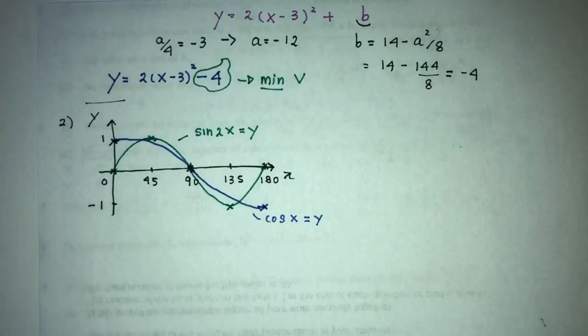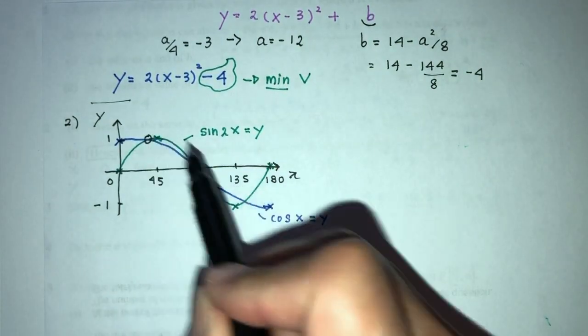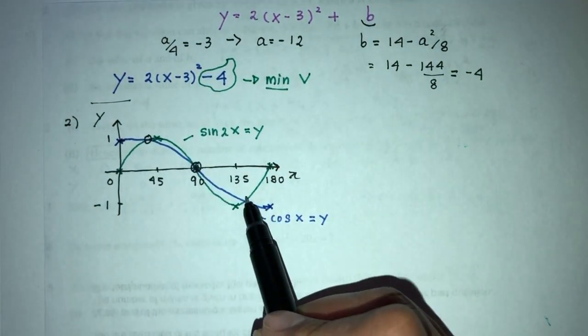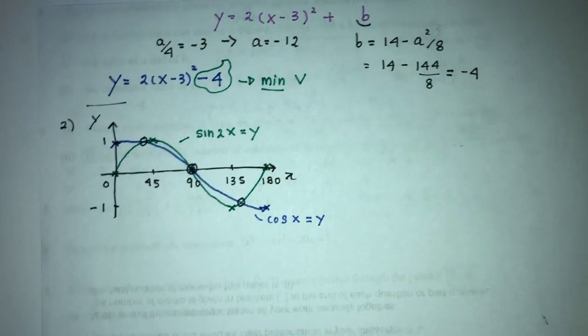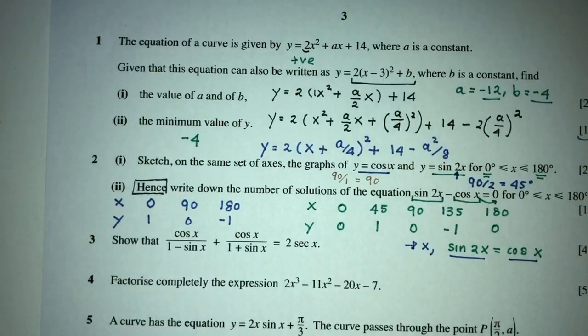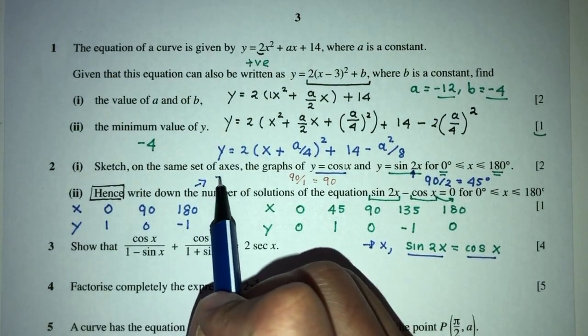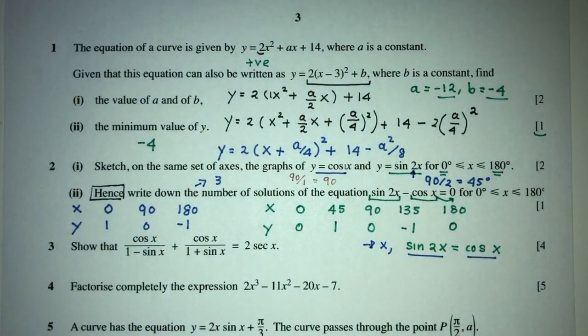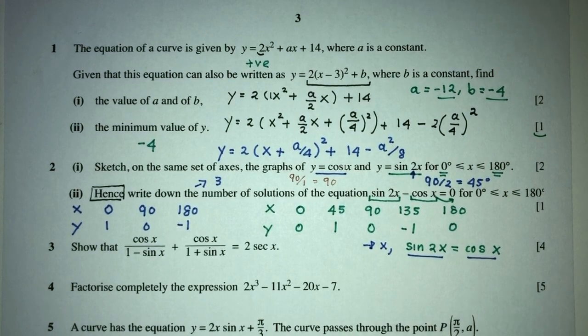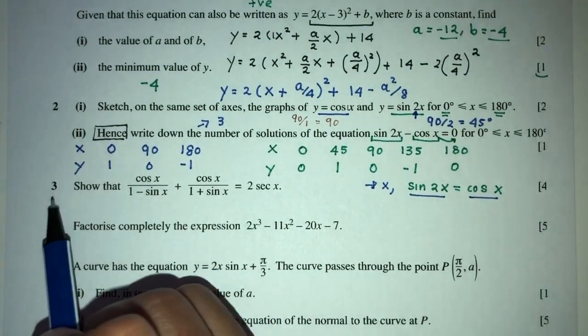So by observation, you can see that the two graphs meet at 1 point, 2 points, and 3 points. So we have to find the number of solutions, write down. The number of solutions has to be 3 because we have 3 points of intersection between those two curves. So this is your question number 2. Now let's move on to question number 3.